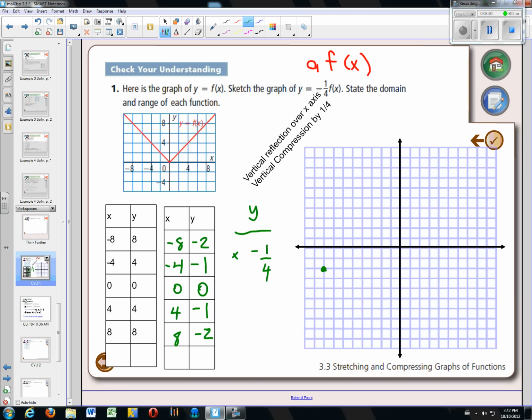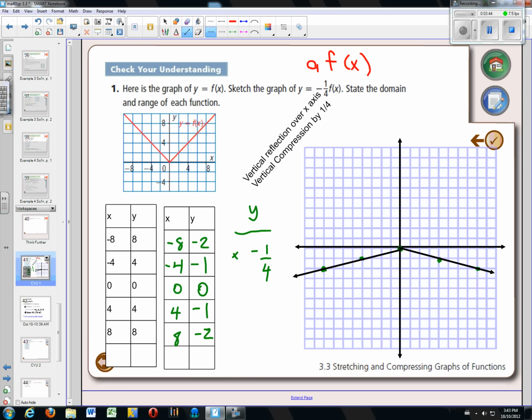Negative 4, negative 1. 0, 0, 4, negative 1, and 8, negative 2. Make sure you're using a ruler. Use a ruler and draw a nice absolute value graph. It looks like a V graph.